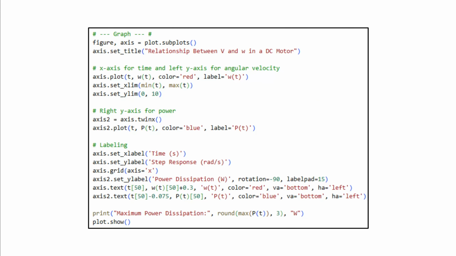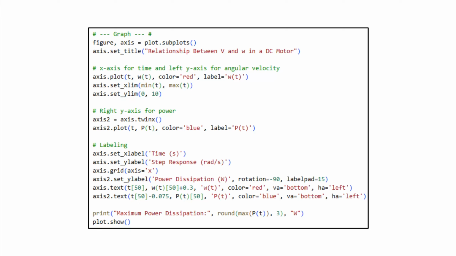And for graphing, this was a bit tricky. You notice there's a lot of stuff for graphing. We have to define the title at the top. Then we have to plot t versus omega of t, and we'll make that one red. Now, since the x-axis is going to be time, the limits for that are just the min and max of t. Then for the y bounds of the graph, I'm just doing 0 to 10 because it'll look pretty, it'll fit the graph nicely. Very convenient. Then we have to use the twin x function. What that will do is create another y-axis that shares the same x-axis. So that's how we graph our t versus p of t, and I'll make that one blue to contrast the red. Now our x label is time, our y label is the step response in radians per second.